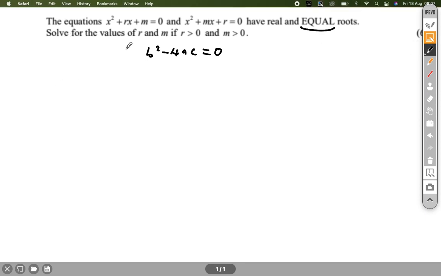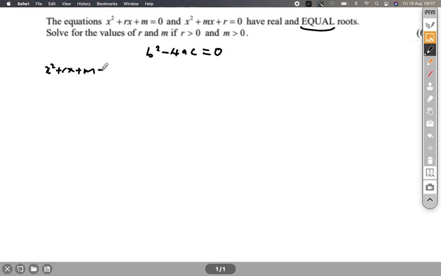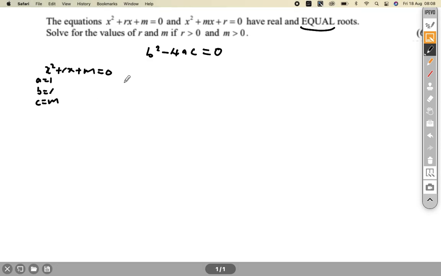Now for each equation, we have to determine which is A, B, and C. So for the first equation, this will be our A. So our A is 1, our B will be r, and our C is m. For the second one, we will do it as we go on.